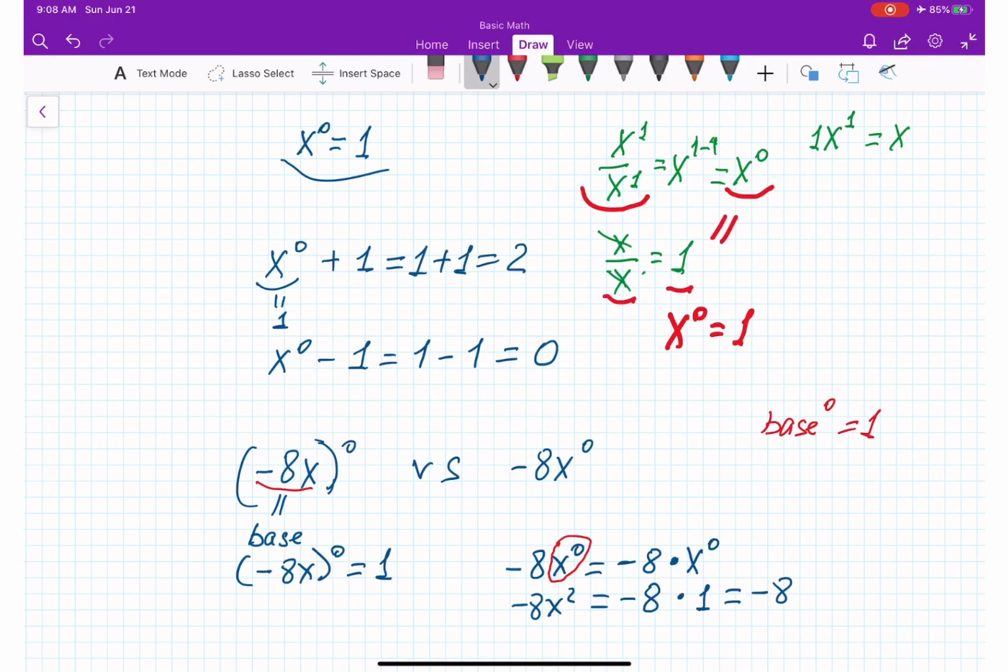So you can see these parentheses change it. In one case you get 1. In another case you get negative 8.